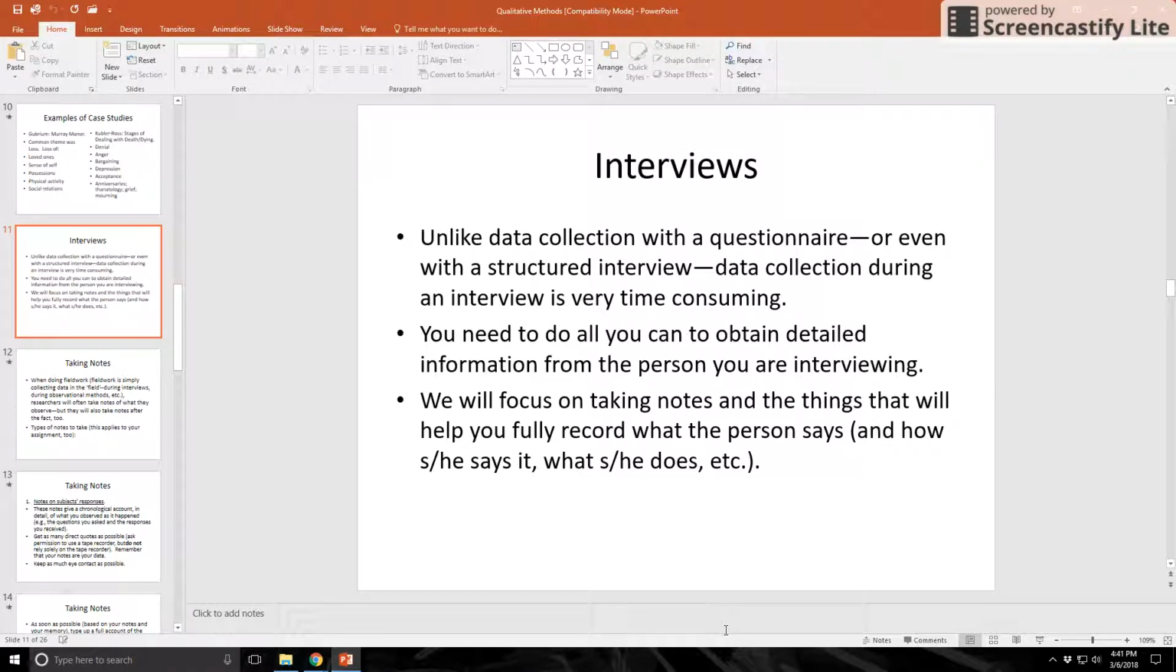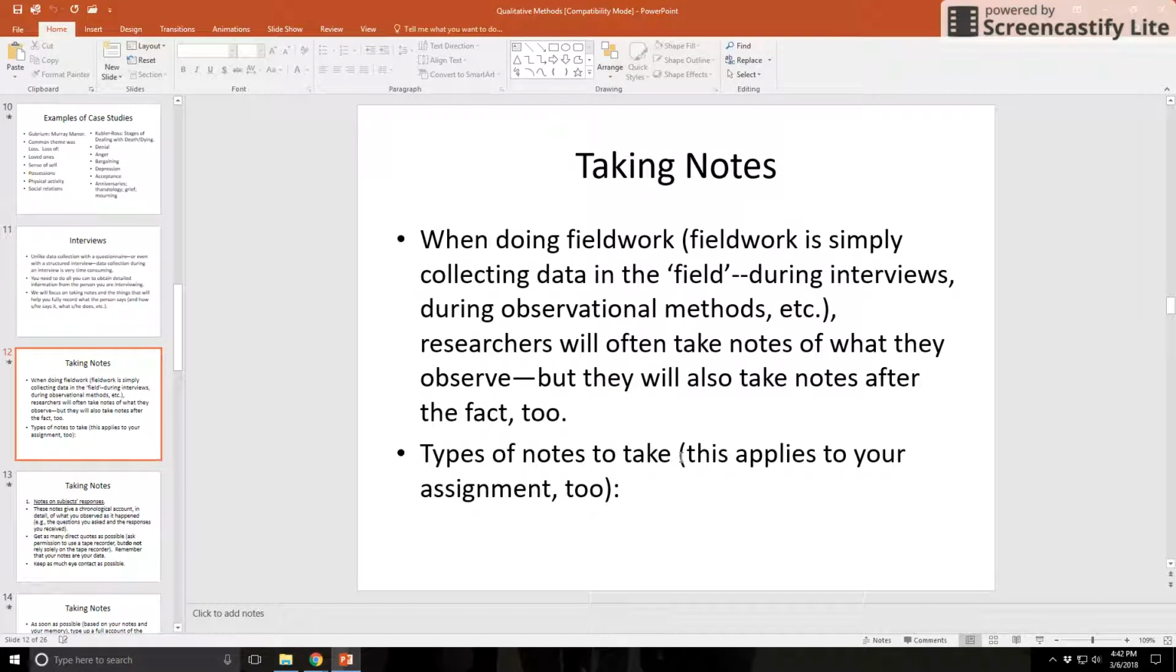And so, as with the survey, your data come from the answers people give you. From the interviews, your data come from the notes you take. So make sure you take really good notes on what you do. Record what people say, how they say it, etc. So let's talk about the different types of notes.